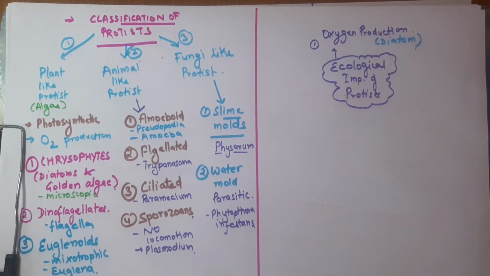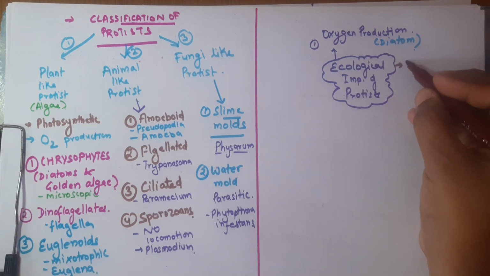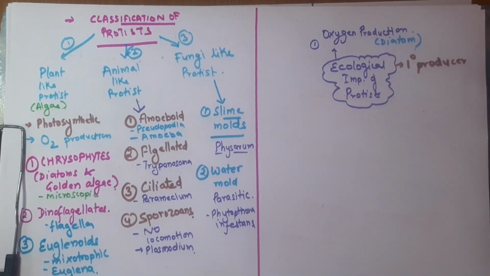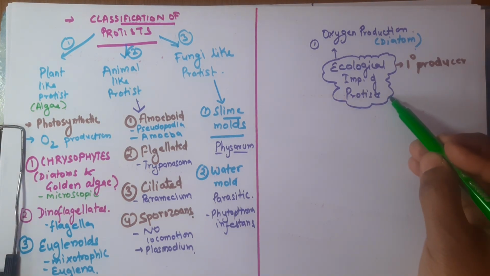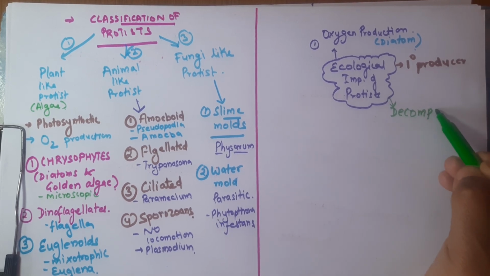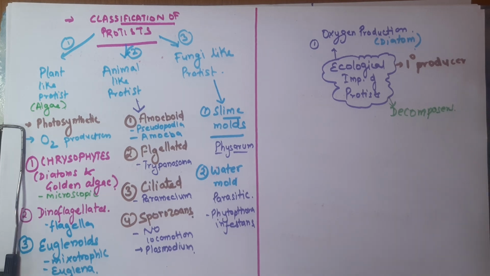Then the second ecological importance of protists is that they are primary producers. So what does it mean? It means that they form the base of the aquatic food chain, supporting life in the ocean and freshwater bodies, wherever they are present. The third ecological importance of protists is that they are decomposers. The slime molds break down organic matter, and this recycles nutrients back into the ecosystem.